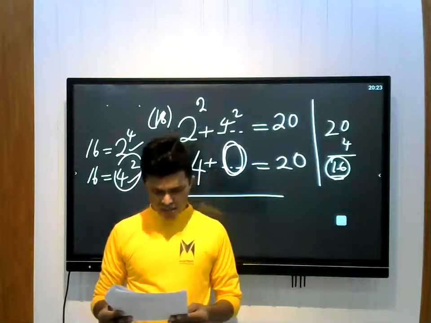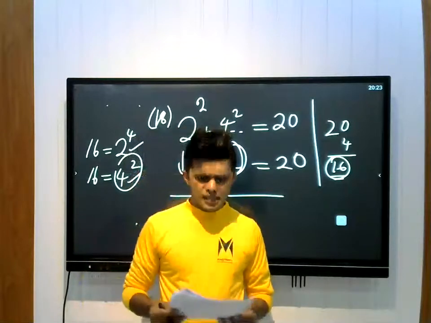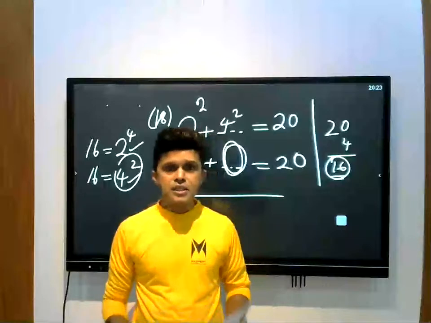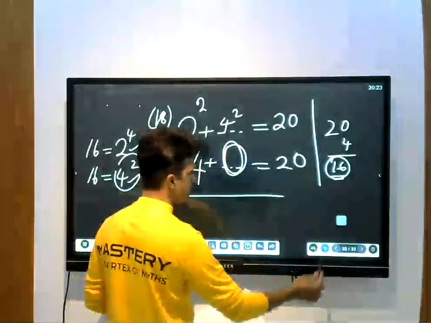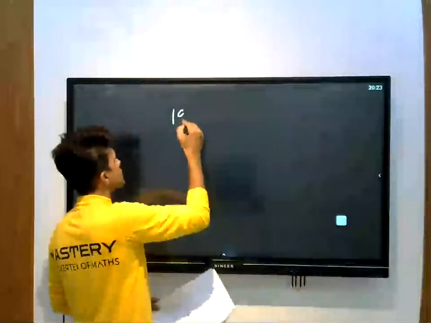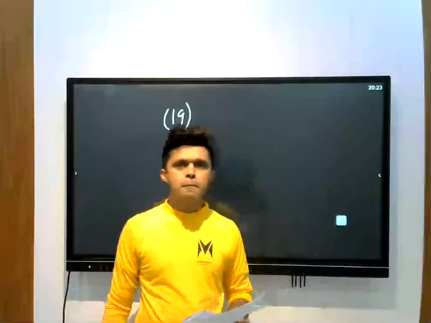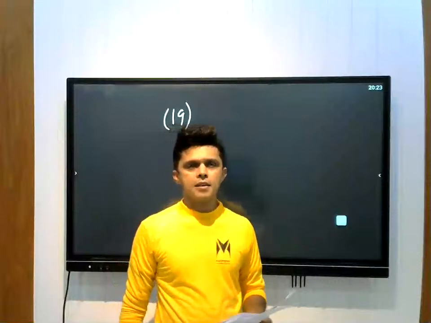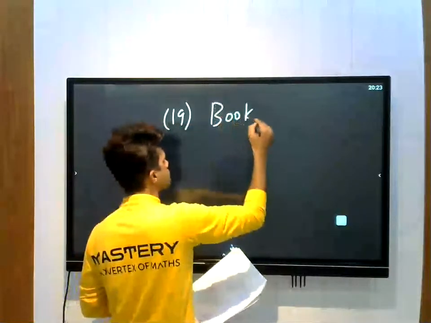Okay, this question was the 18th question. What is the other question? The 19th question: the price of a book is P rupees, right? Rupees P. The price of a book is P rupees.